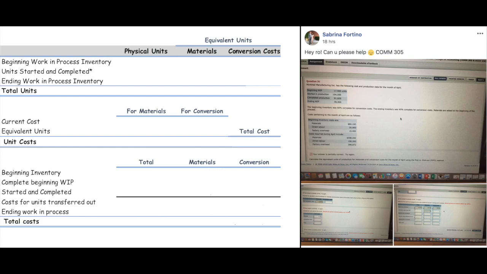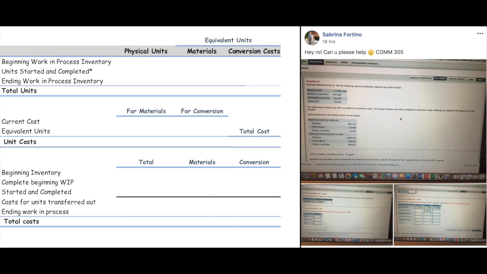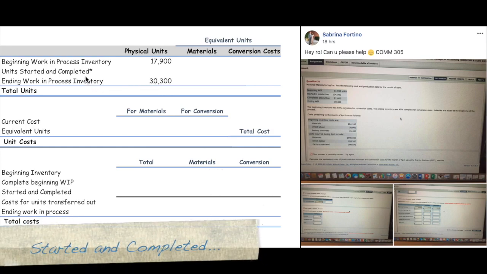So under the first in, first out method, the way that we evaluate the equivalent units is by first setting up a schedule where we reconcile the physical units. So we have beginning work in process inventory, physical units 17,900. We know that the ending work in process is 30,300. And one concept that we have to calculate are the units that are started and completed.